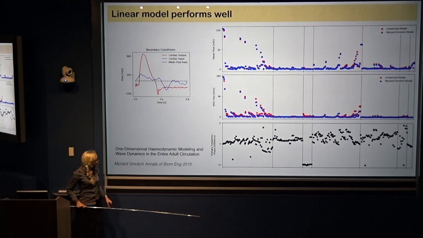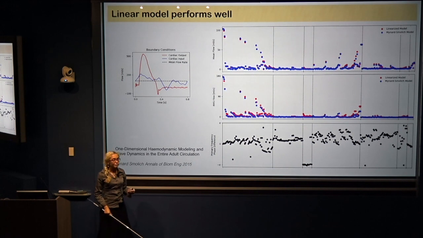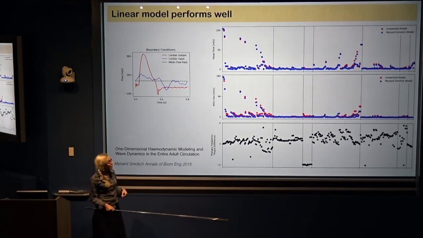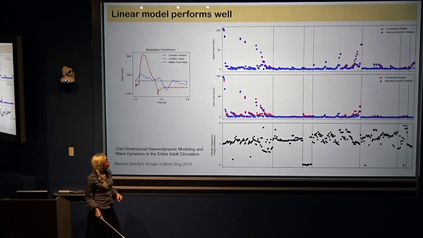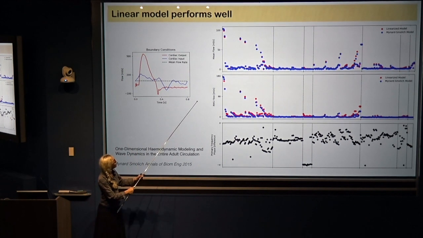For that, we went to this wonderful paper, which is basically a model of the entire adult circulation. This was a lot of work by Minard and Smolitz to acquire, where they have an entire map of all human circulation. And they use a very complicated nonlinear model to see what happens to the system when the heart is pumping, and this is the cardiac output, right?